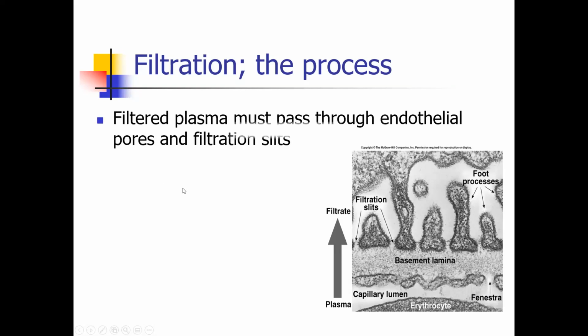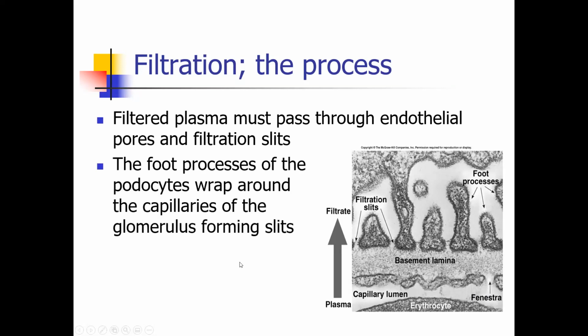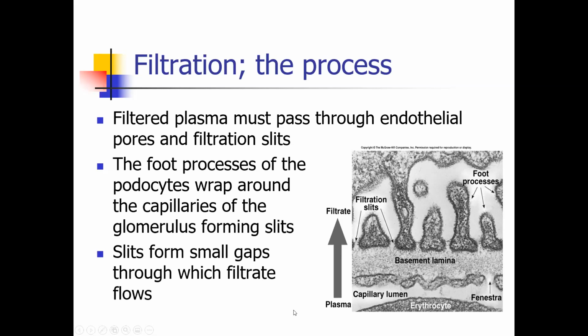Filtered plasma must pass through endothelial pores and filtration slits. The filtration slits are the slits between the podocytes. The foot processes of the podocytes wrap around the capillaries of the glomerulus, forming slits like I showed you. And this is the direction of the movement of the filtrate. This is one of my favorite things to say in the class. Slits form small gaps through which filtrate flows. Try to say that 10 times fast, you'll probably get stuck. But there it is. That's how the filtrate is formed.